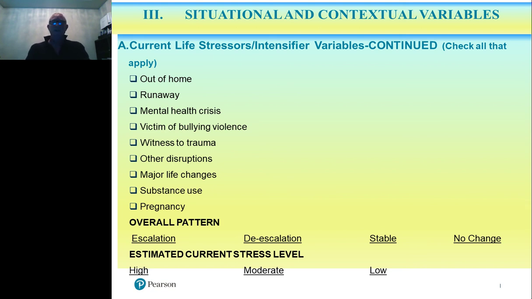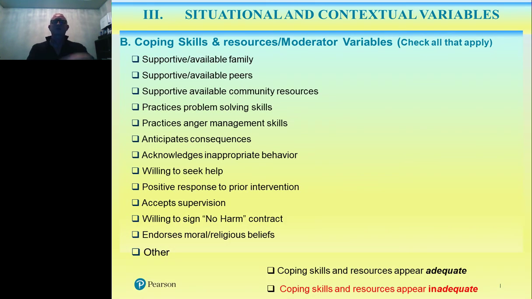So is this overall pattern escalating, de-escalating, stable, or is there no change? This is unique in this particular domain, because now we're asking you to estimate the current stress level. Okay, so if it's high and it's stable, or if it's high and continues to escalate, this is going to be a significant area of concern, a red flag. None of these in isolation, by the way. You can hopefully get a sense of a cascading development of risk factors, steps to violence factors, environmental factors.